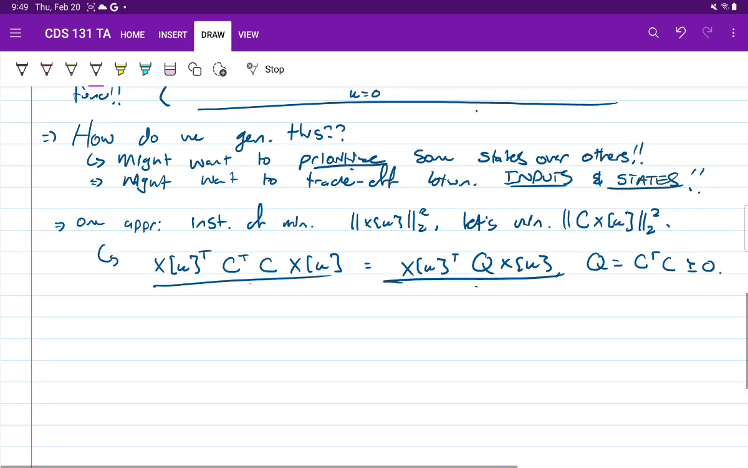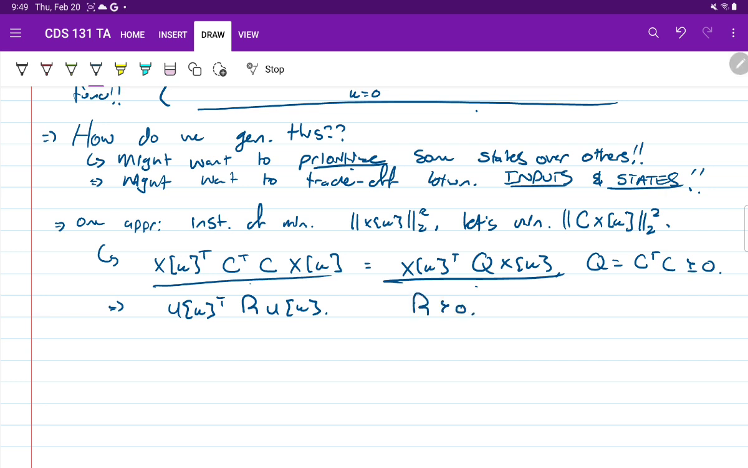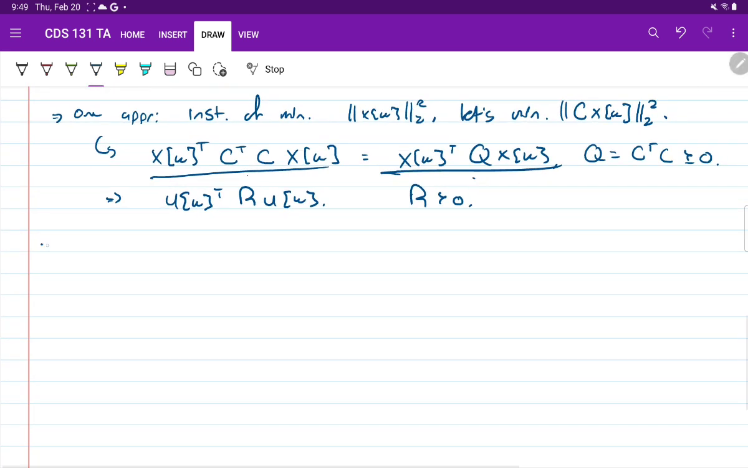Now, similarly for the inputs, what I can look for is a uk transpose R uk, all right? Now, as opposed to the state where I have some positive semi-definite form, for the input, I'm going to want a strictly positive definite form. And the reason for this is that if R has a non-trivial null space, I can end up with inputs that blow up to infinity, right? Because some input components just might not be minimized at all if R is only PSD, okay? So what are we going to have?